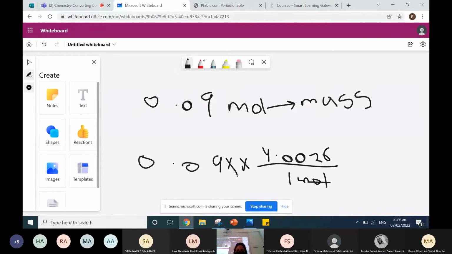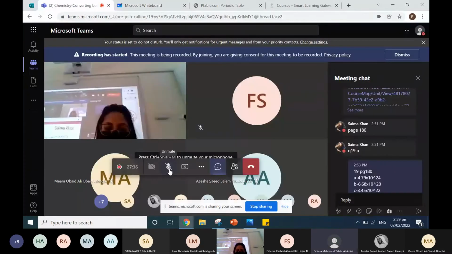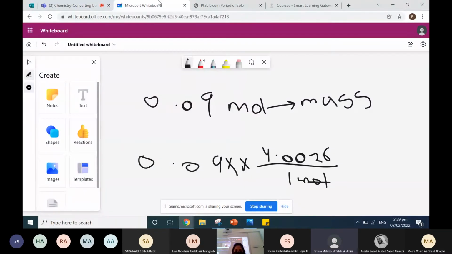Open your mic. And then in the calculator, is 0.36 grams.